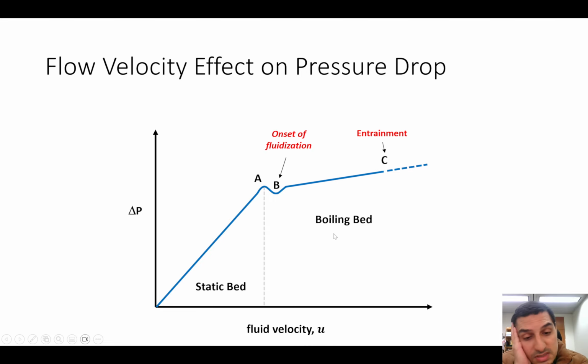Now we will keep increasing the velocity until we reach point C, which is referred to as the entrainment point. Entrainment means that the velocity of the fluid is high enough to overcome the gravity, and not only this, it's high enough to take the solid particles with it while it's leaving. So it's simply like the vacuum cleaner. The vacuum cleaner sucks air with very high velocity, and this air drags the solid particles with it while it's flowing inside the vacuum cleaner. So it's the same thing.